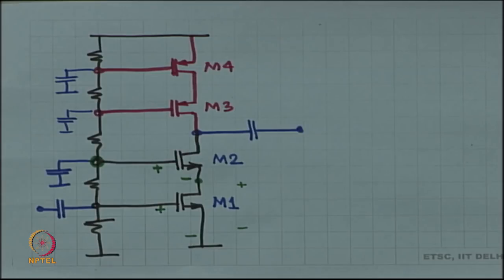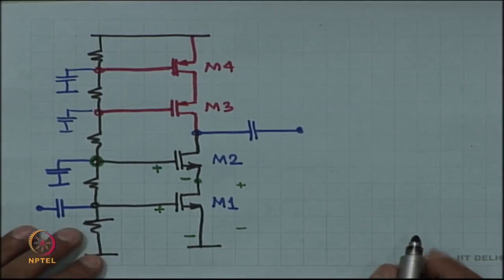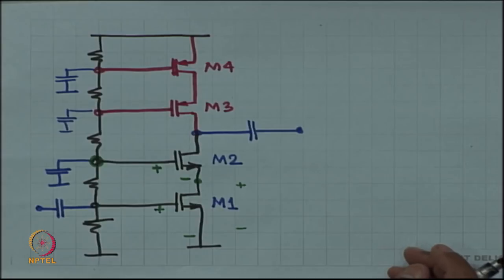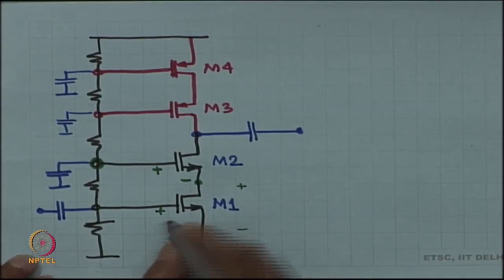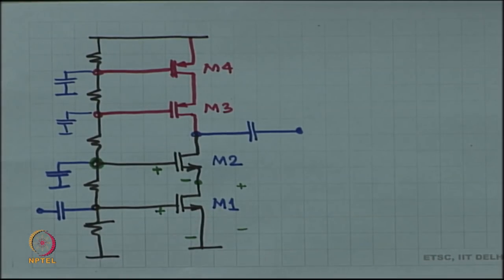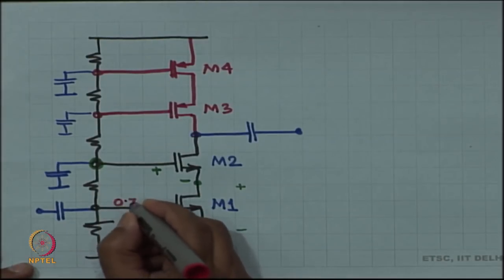Okay, so let us think about it. Let us say your VT is 0.5 volts, and let us say I want to maintain a gate overdrive of 0.2 volts, in which case the voltage here has to be 0.7.